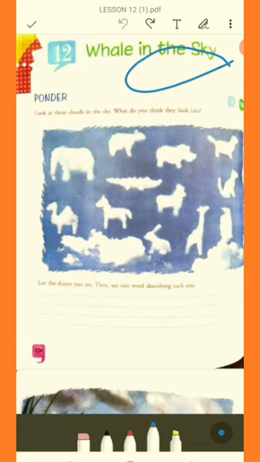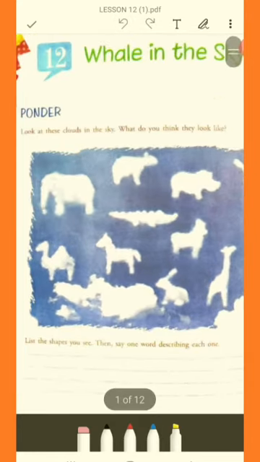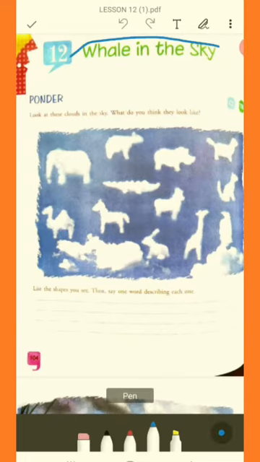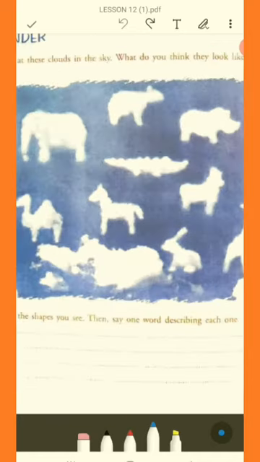So, whale in the sky. Don't you think there is something wrong with the name of the lesson? We'll find out. It may have poetic influence or may have to do something with the shapes in the sky. Okay? So, without wasting any further time, let's begin with the ponder section. Ponder means to think.